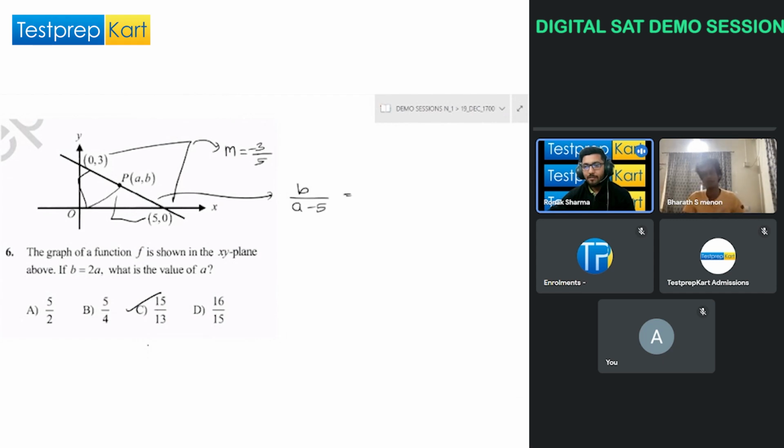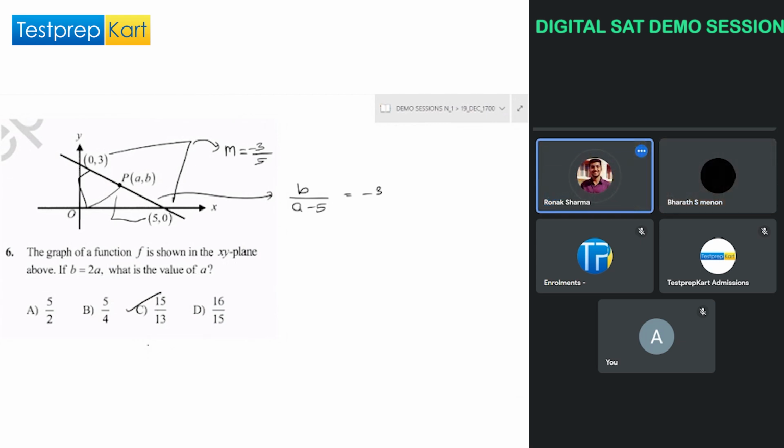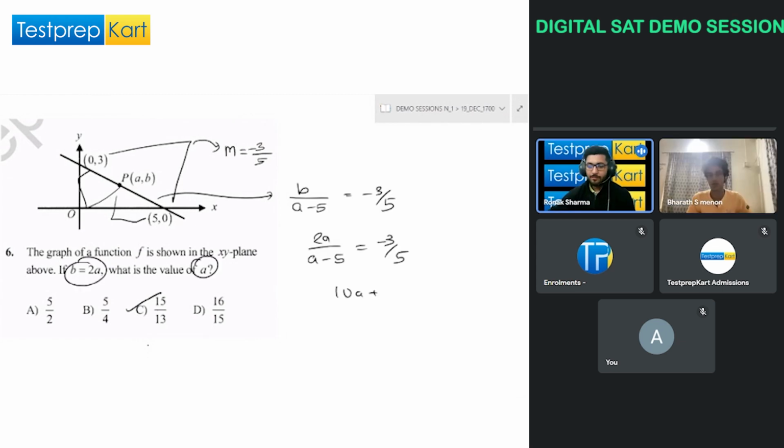Now we want a. So they have given b plus 3a equals 15. Yes, correct. Go.